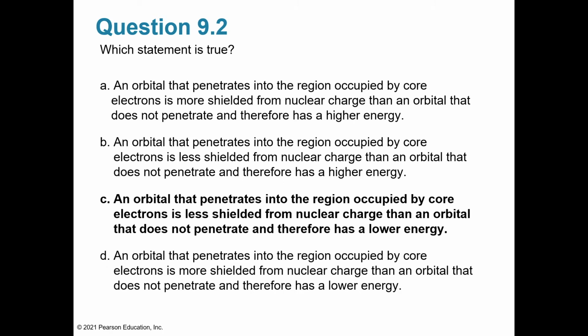So let's break this down a little bit at a time. So we have an orbital that penetrates into the region occupied by core electrons. Okay, we're also saying that it's less shielded from nuclear charge than an orbital that does not penetrate. Okay, that should make sense because if you think back to our diagram with our core electron shield, if we have electrons that penetrate that shield, that break through that shield, then those electrons are less shielded.